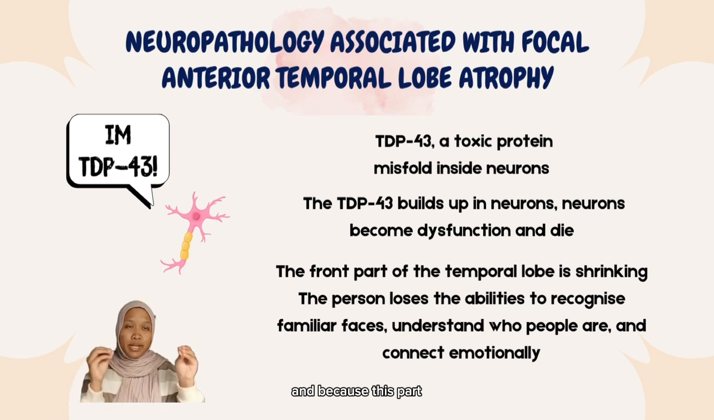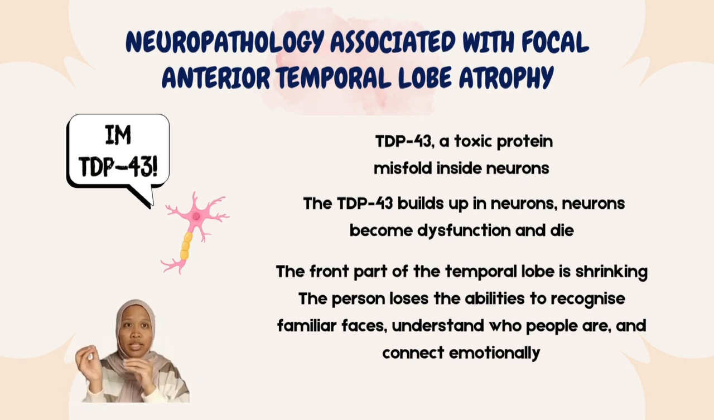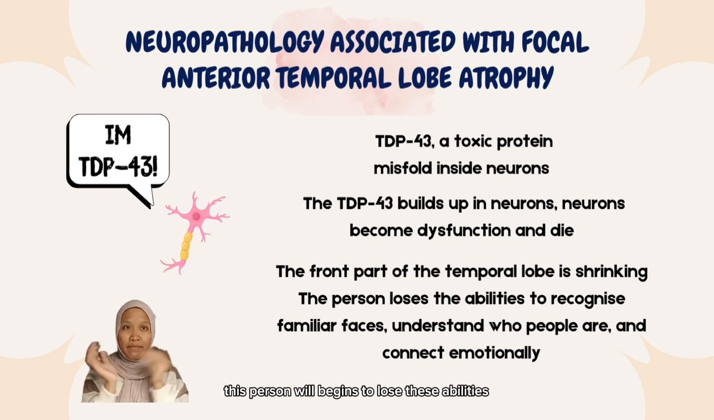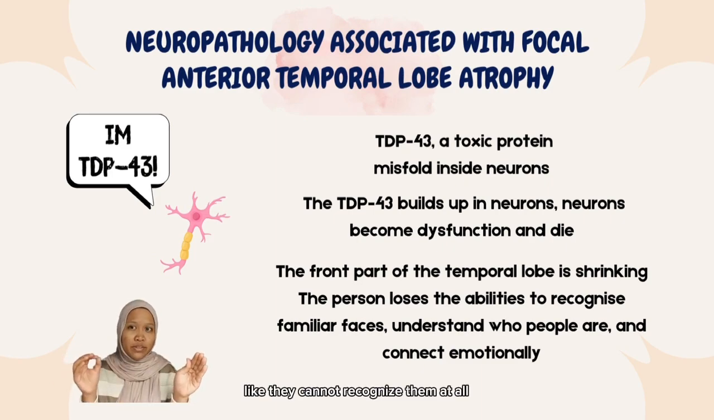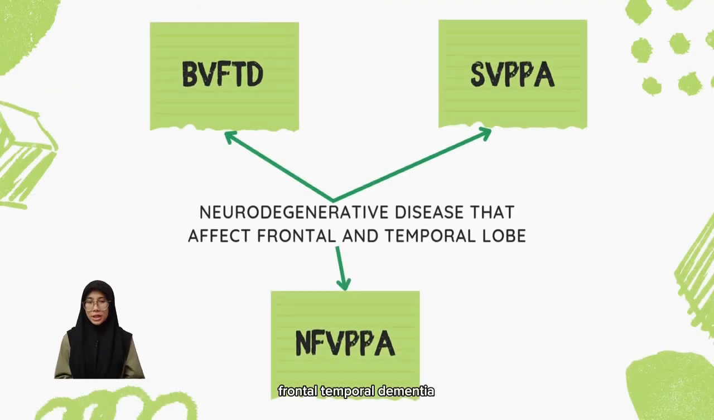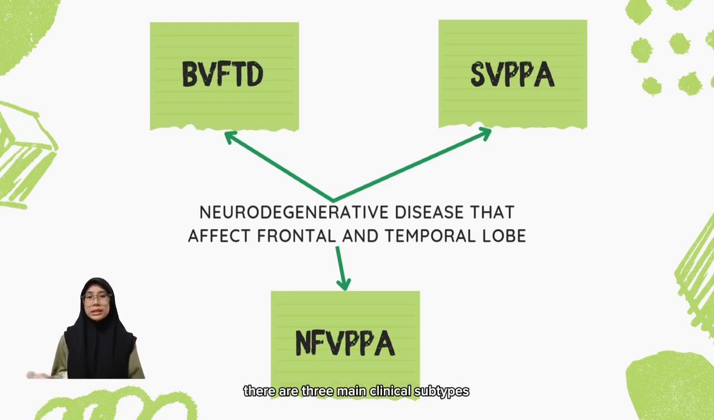Because this part of the brain helps us recognize familiar faces and understand who people are, this person will begin to lose these abilities. They may look at their own family and feel nothing familiar, as if they cannot recognize them at all. Frontotemporal dementia is an umbrella term to describe neurodegenerative disease affecting the frontal and temporal lobes. There are three main clinical subtypes. The first one is behavioral variant FTD, bvFTD. It affects personality, emotions, and social conduct.